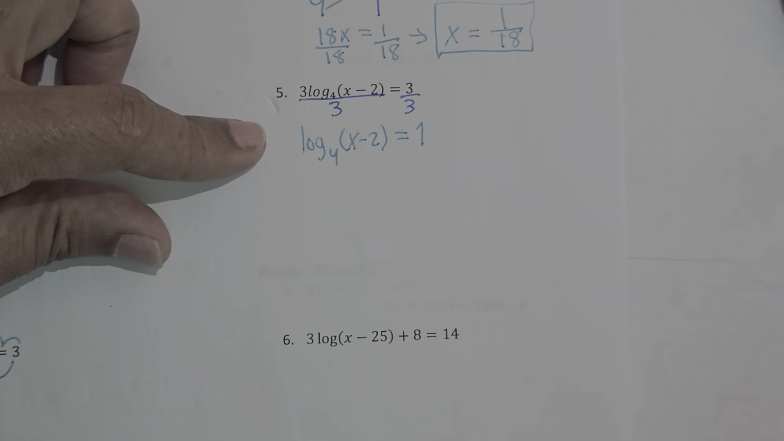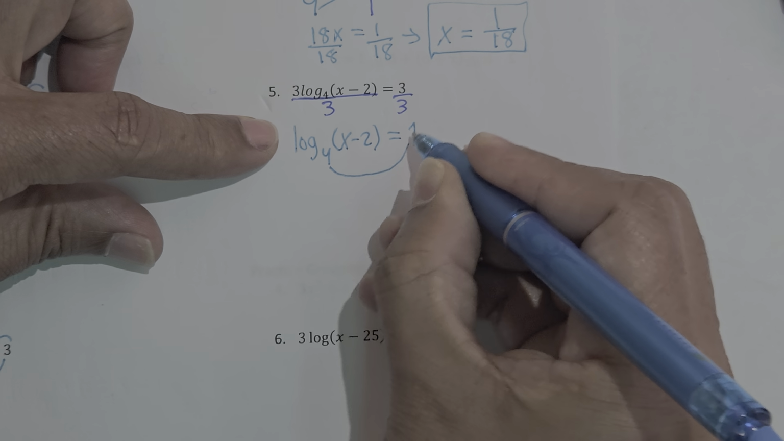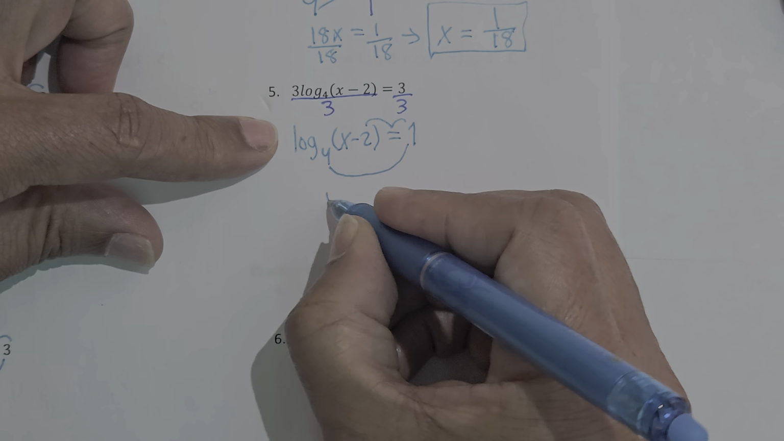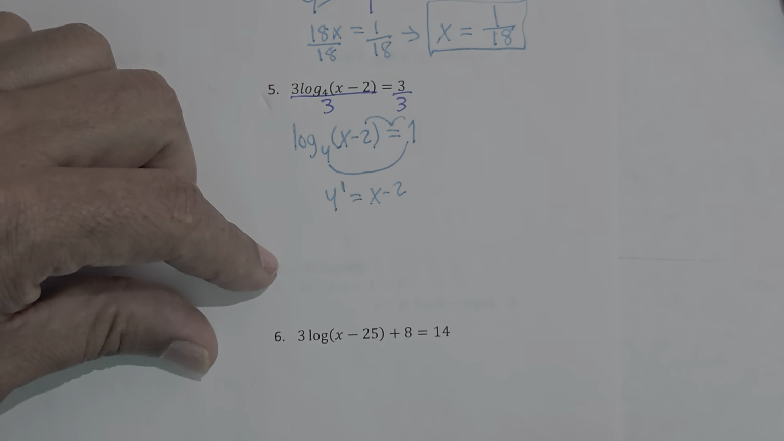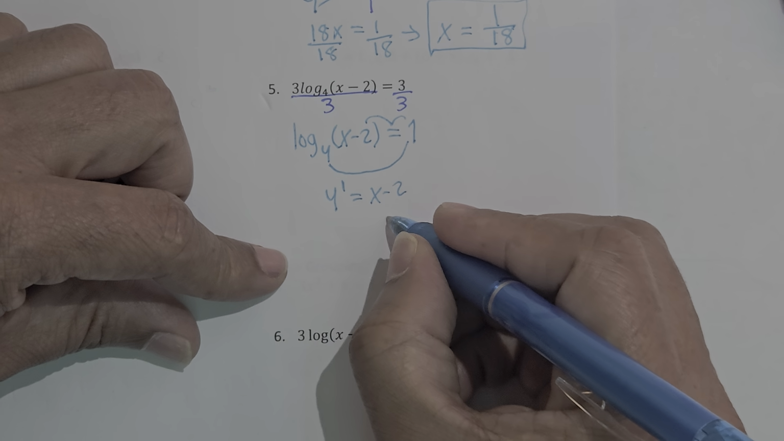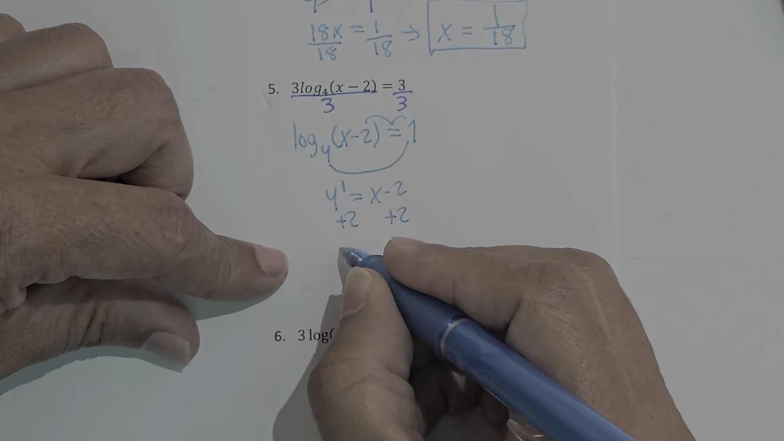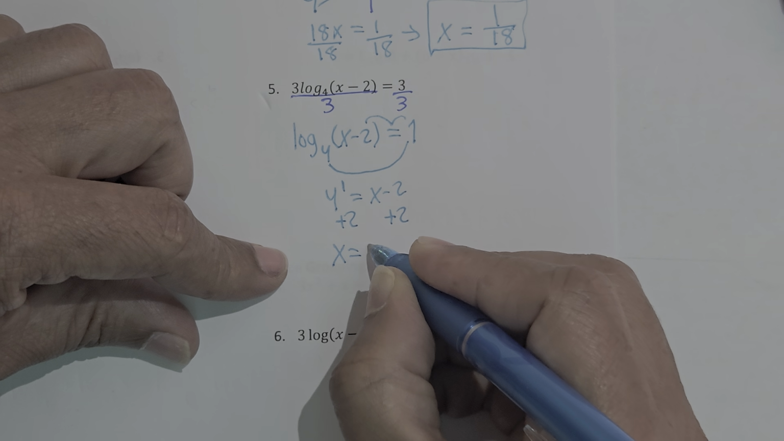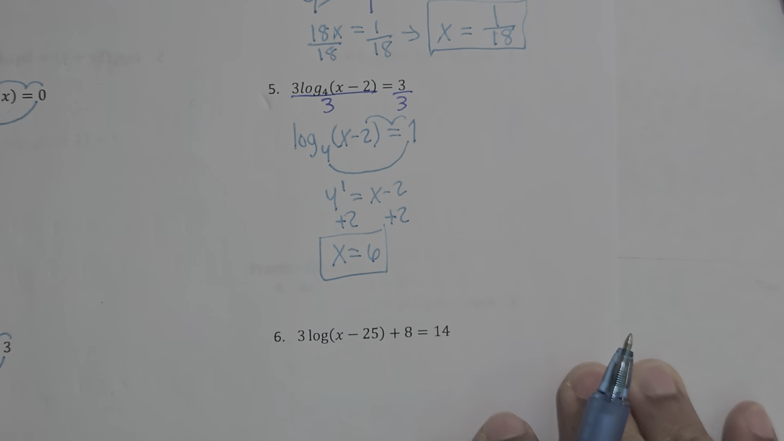Okay. From here, I'm going to take the inverse of the log. So this is 4 to the first power is equal to x minus 2. Well, 4 to the first is the same as 4. So then I'm just going to add the 2 to both sides of the equation. And 4 plus 2 is 6, which means x equals 6, or 6 equals x means the same thing.